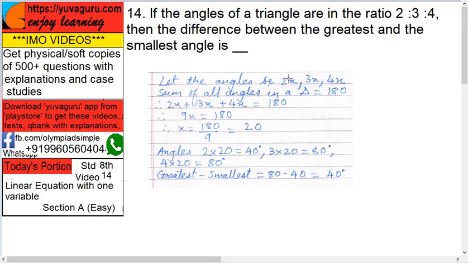So 2x means what now? 2 into 20, 3x means 3 into 20 and 4x means 4 into 20. So we want greatest and smallest. Greatest means 4 into 20, that is 80. Smallest means 2 into 20, 40. So greatest minus smallest, we want the difference, is 40 degrees.